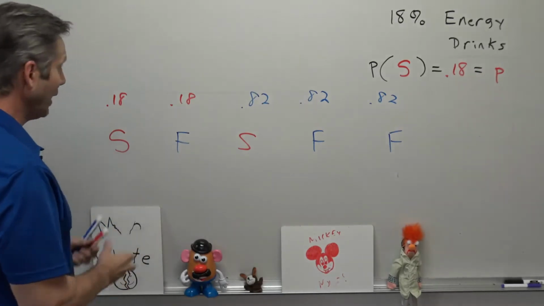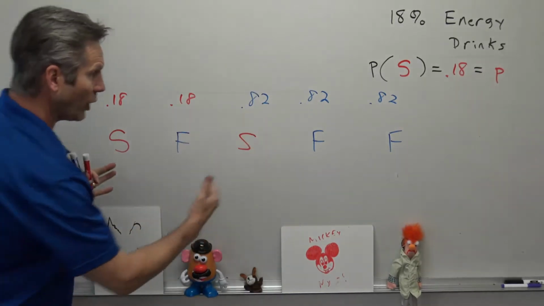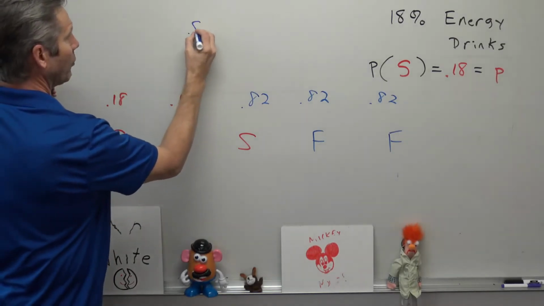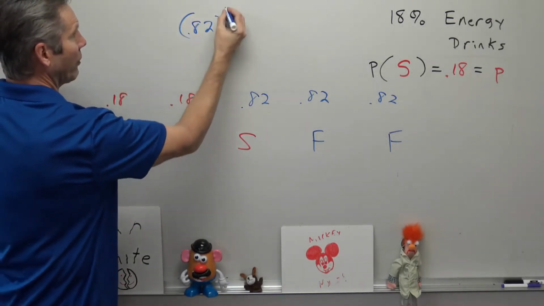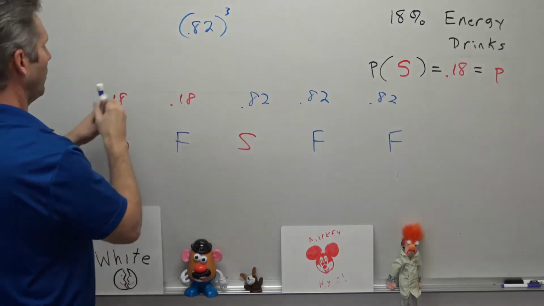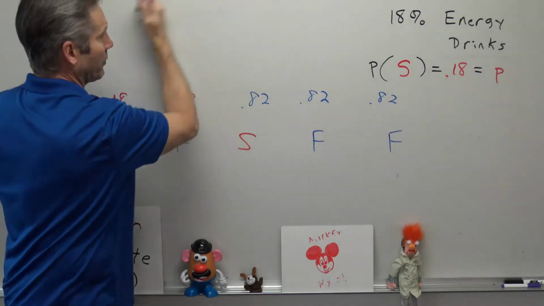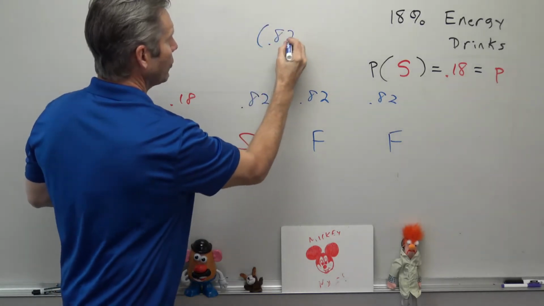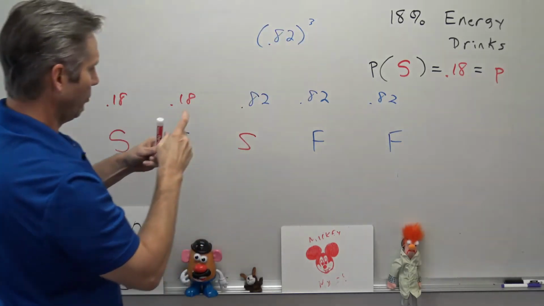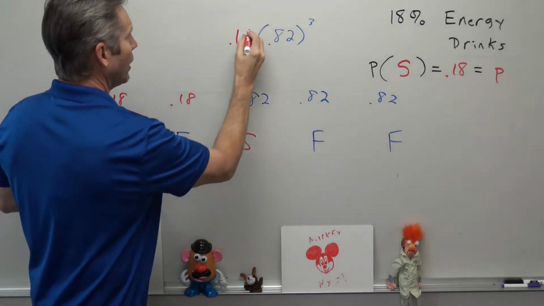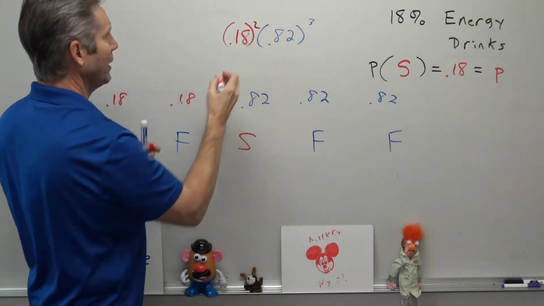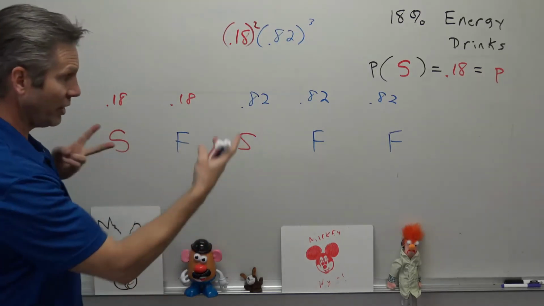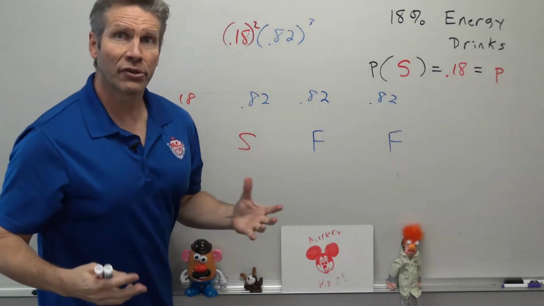So no matter how we decide which 2 are going to be the successes, we are going to end up with 0.82 to the third times 0.18. I'm going to move this over so we can actually see the whole thing here in a second. We're going to get 0.82 to the third, and we're going to get 0.18 squared. But then here's the thing now. We got to figure out, so how many ways can you pick 2 of these 5 to be the successes?